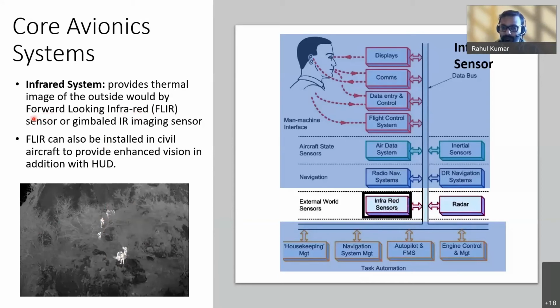Generally we use forward-looking infrared sensors for this, or sometimes we use a gimbaled infrared image sensor, to get this type of image in the dark. They are generally used in military aircraft, mostly in helicopters and even in fighter aircraft as well, to get a clear picture in the dark. Okay.